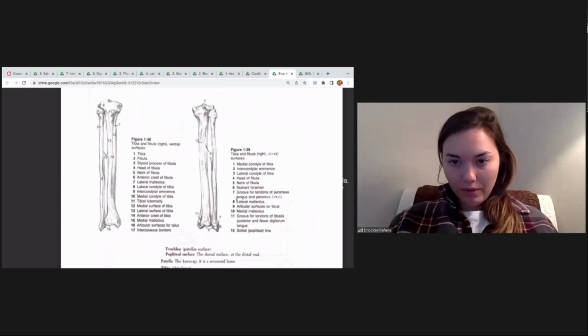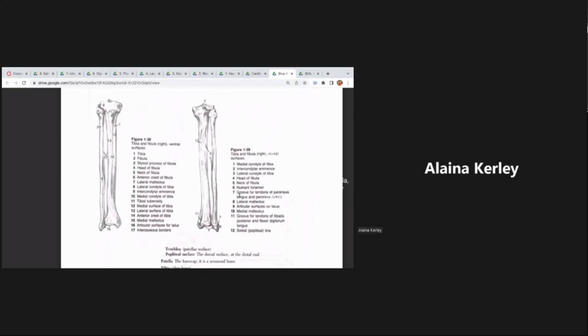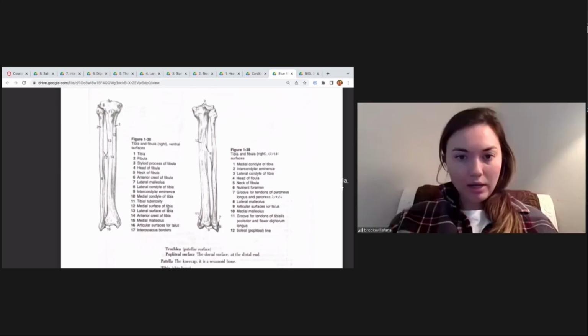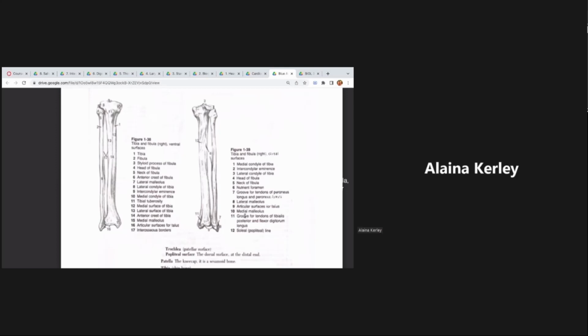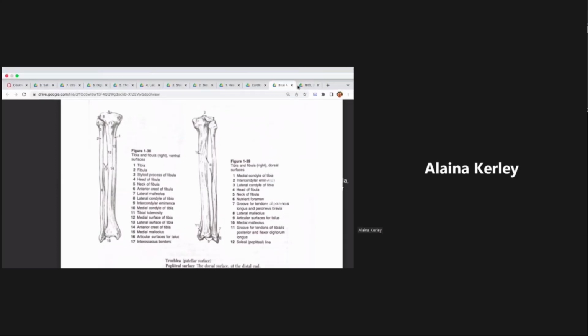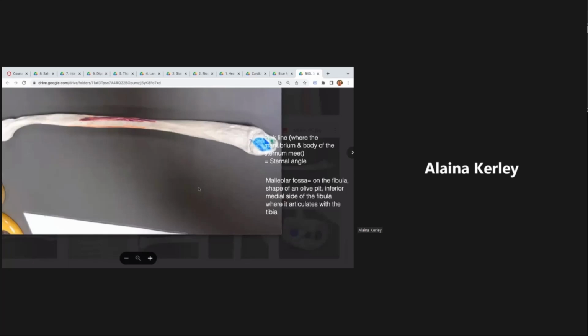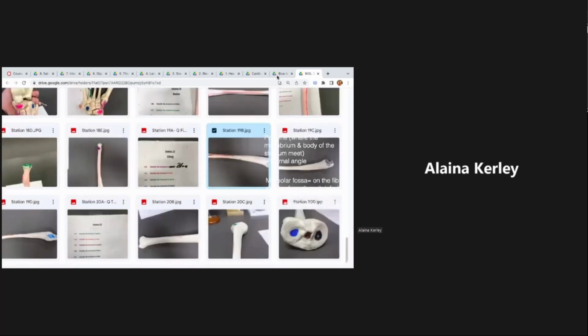Where are we at right here? Like number 17 and 13 on the ventral side. Lateral surface of tibia and medial surface of tibia. Is that what you're talking about, or is that on the fibula as well? I'm mainly talking about the tibia and the interosseous borders.